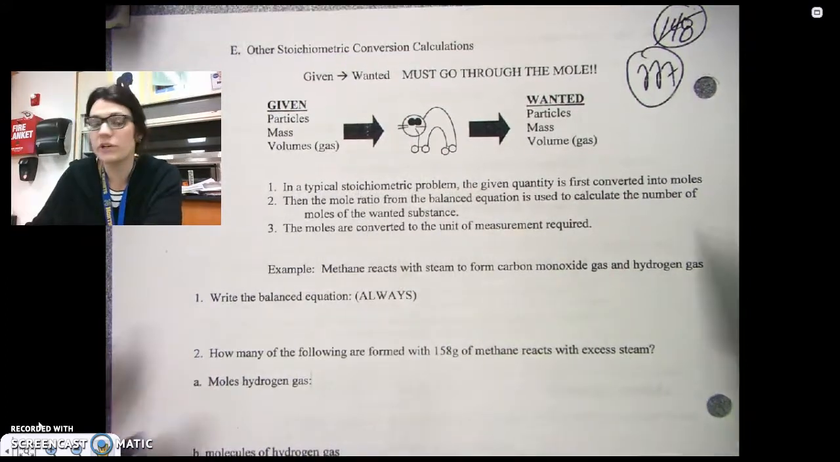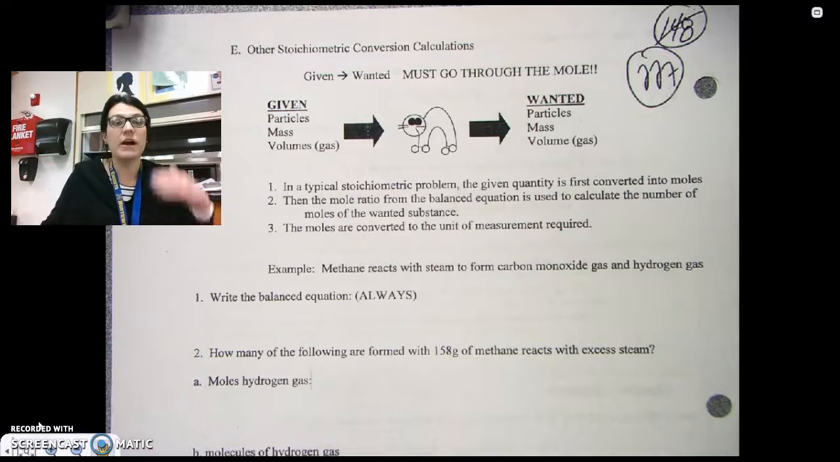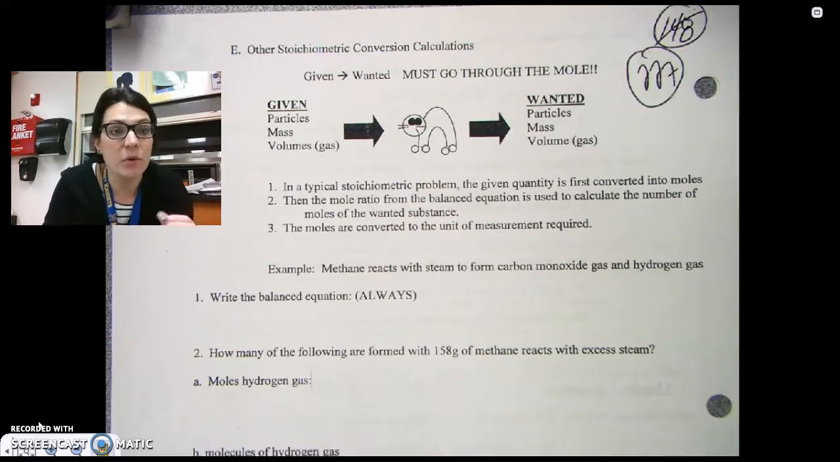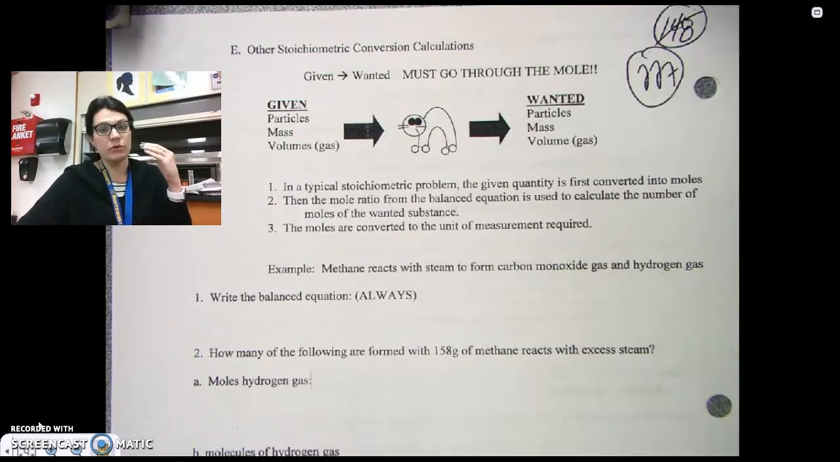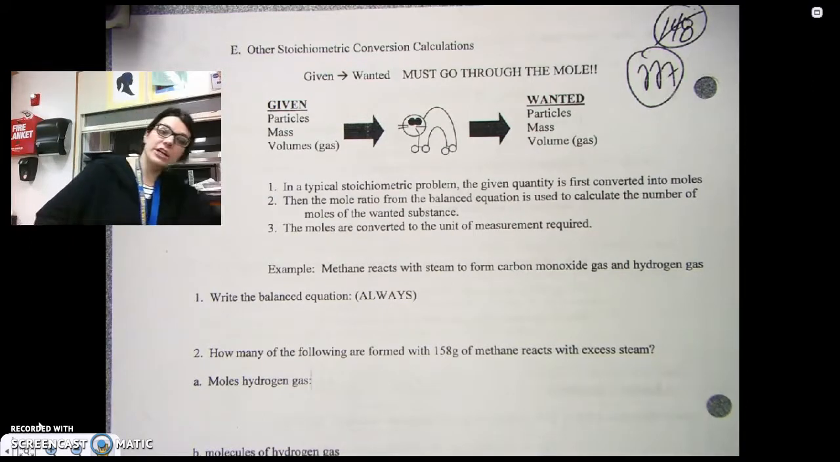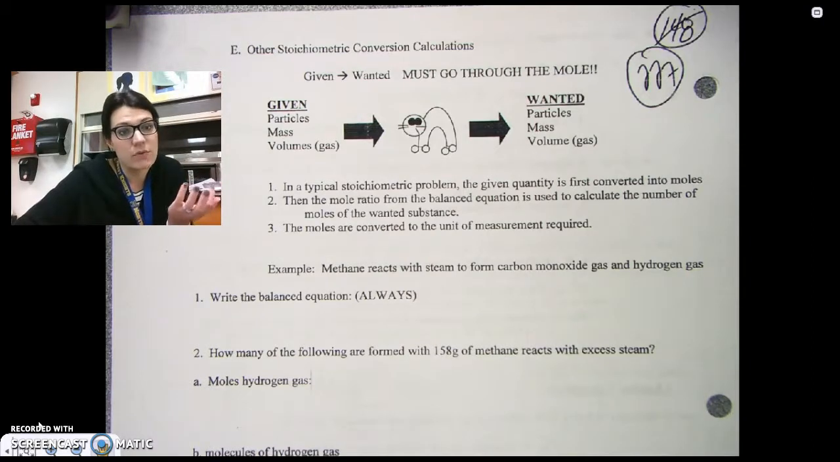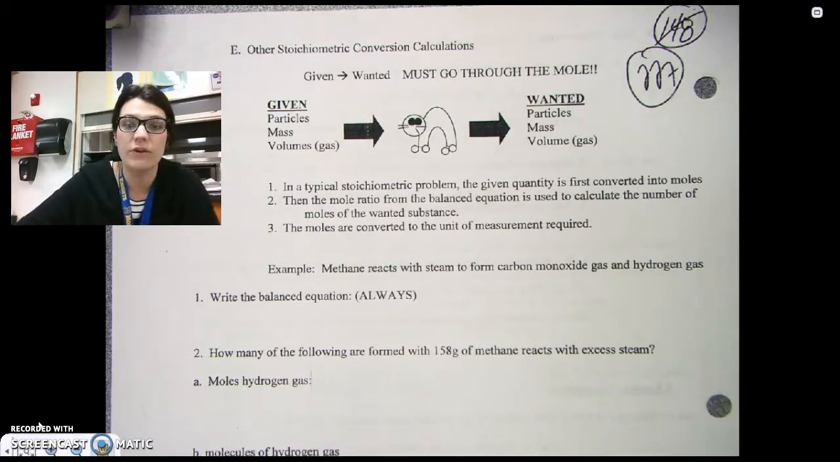In a typical stoichiometric problem, the given quantity is first converted into moles. Now, if you're given moles, you don't have to convert into moles. You're already there. Okay? If you're not given moles, you're always going to have to convert to moles first. Then the mole ratio is used from the balanced chemical equation, and then we're converting out of moles into whatever quantity we want. Now, sometimes the quantity we want is the mole. If it's not, we have to do another conversion to convert back out of the mole.